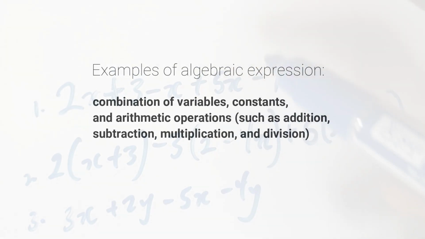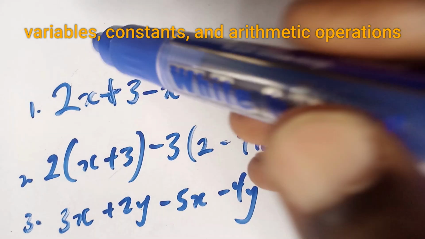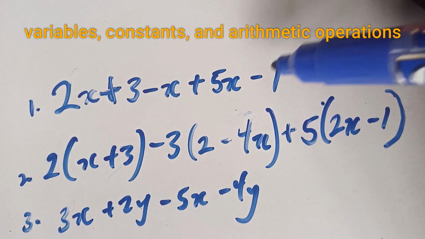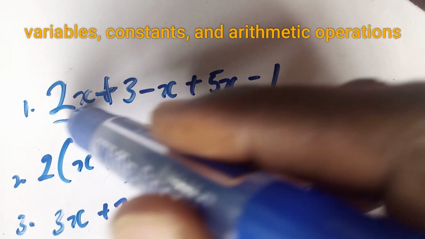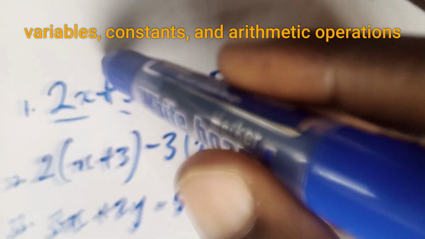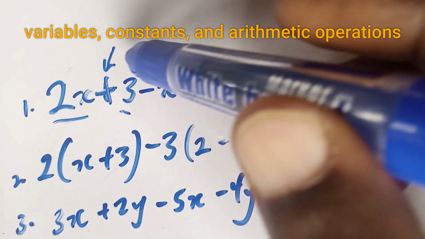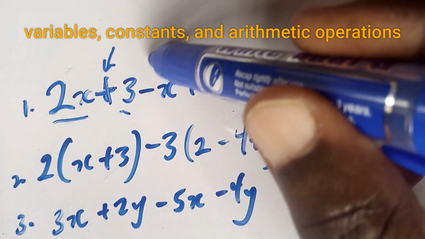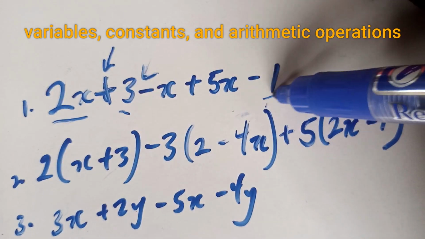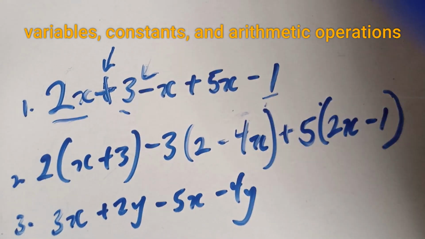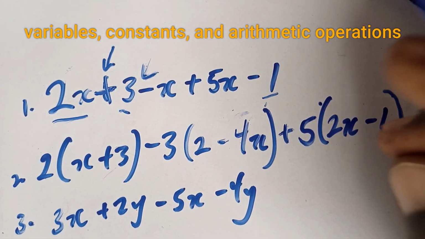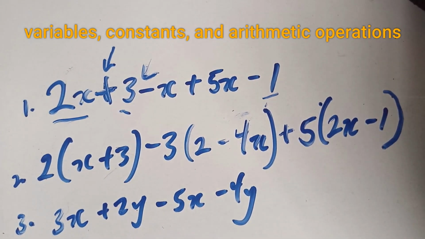Now the algebraic expression you are seeing right there, we have 2x plus 3 minus x plus 5x minus 1. So here we have a combination of terms with constants separated by arithmetic operations like addition and subtraction, and we have constants. You understand? So that's just the basic thing about a combination of variables, constants, and arithmetic operations, such as addition, multiplication, and division.